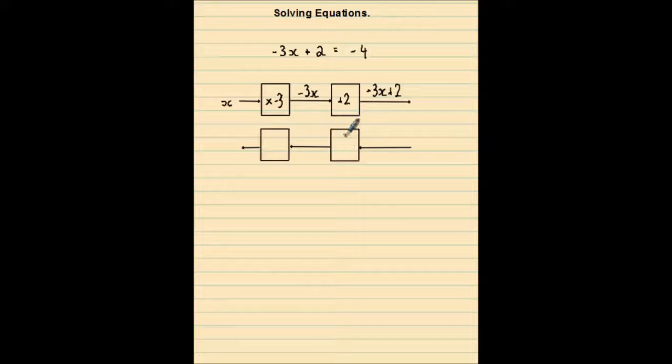And again, this is the easy bit. Underneath, we just write the inverse or the opposite. So the opposite of plus 2 is minus 2, and the opposite of multiply by minus 3 is divide by minus 3. And so again, coming this way, the function machine tells us what to do and in what order.